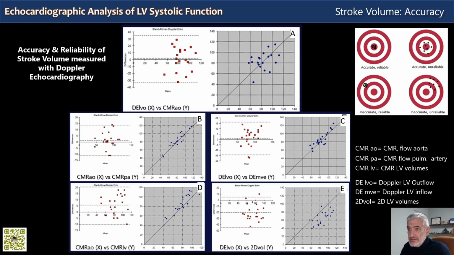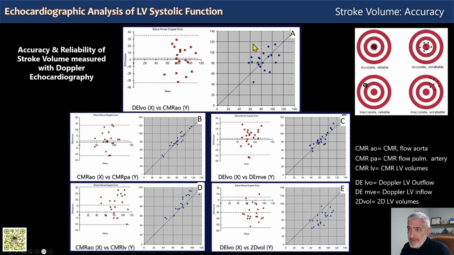Let's see. So we are comparing, in these different graphs that we will now see in sequence, measurements done in the same patient with echocardiography and shortly afterwards with MRI. Starting with panel A, we have on the horizontal axis the pulse Doppler evaluation of stroke volume at the left ventricular outflow tract, as we have seen in the methodology before. And on the vertical axis, we have the same evaluation with MRI, on the aortic outflow tract.